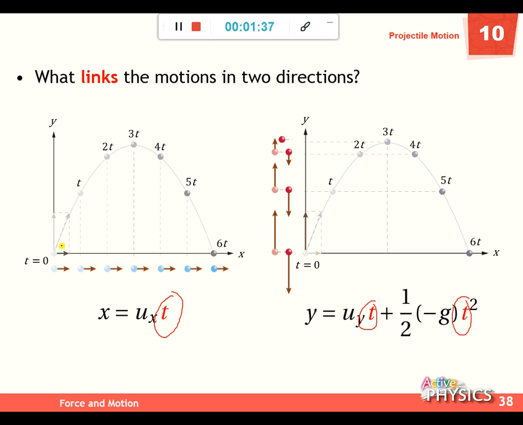The projectile motion should move in 2D. 2D means that we have two 1D motions. They will have the same time, same position for x and y. If you know the time, you can know the x position and y position. So time t will be the linker between the 1D problem in horizontal and the 1D problem in vertical. So here, what links the motion in two directions? Of course, the answer is the time.